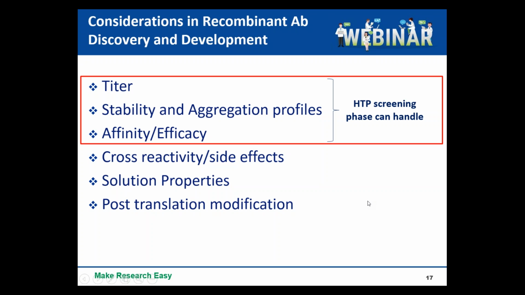During a high throughput approach, you can easily measure the first 3 parameters, so the titer, stability and aggregation profile, and the affinity efficacy by binding or inhibition, competitive binding experiments. And that's what most of our clients' applications are when they approach us for their high throughput antibody production needs.